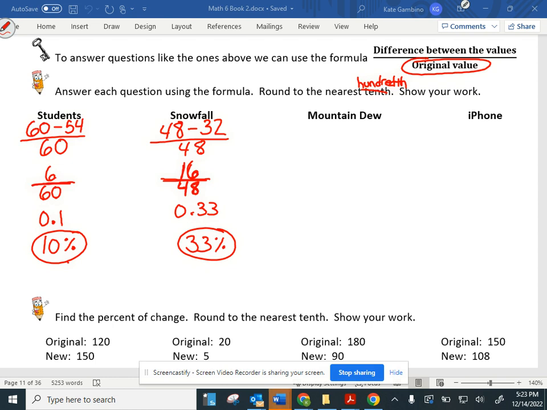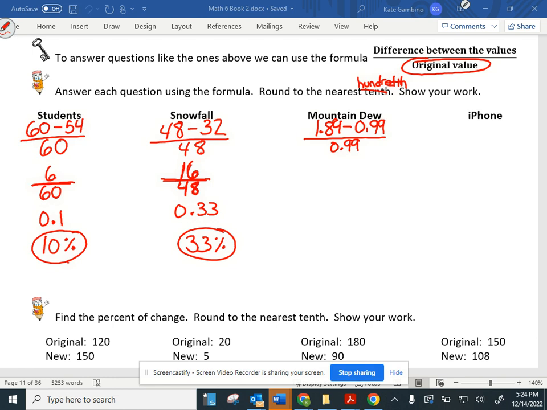So now we're going to look at our Mountain Dew bottle. Back in 1998, it was 99 cents. And in 2021, it was $1.89. So we're going to go with our bigger number first, $1.89 minus 99 cents. And we're going to divide it by that original number that we were given, which was 99 cents. Because back in 1998, it was 99 cents.